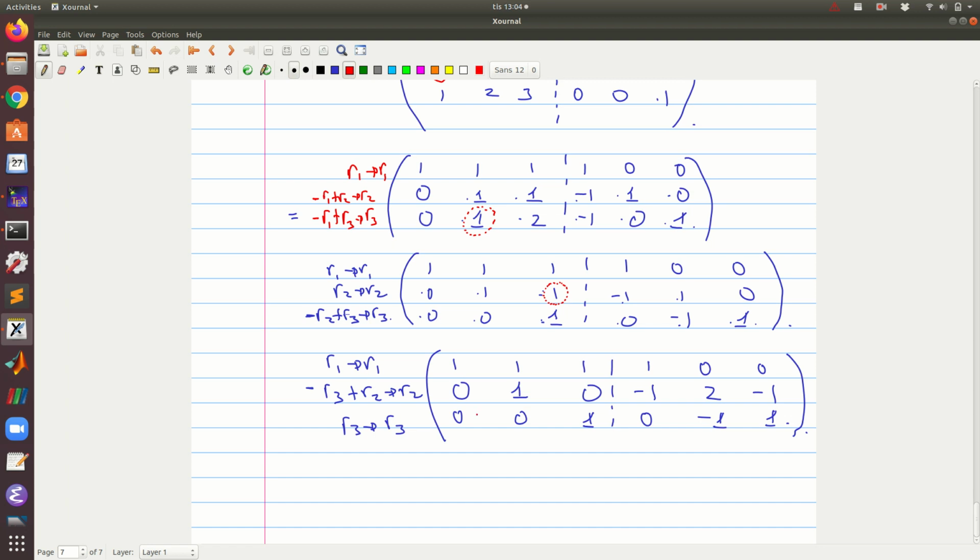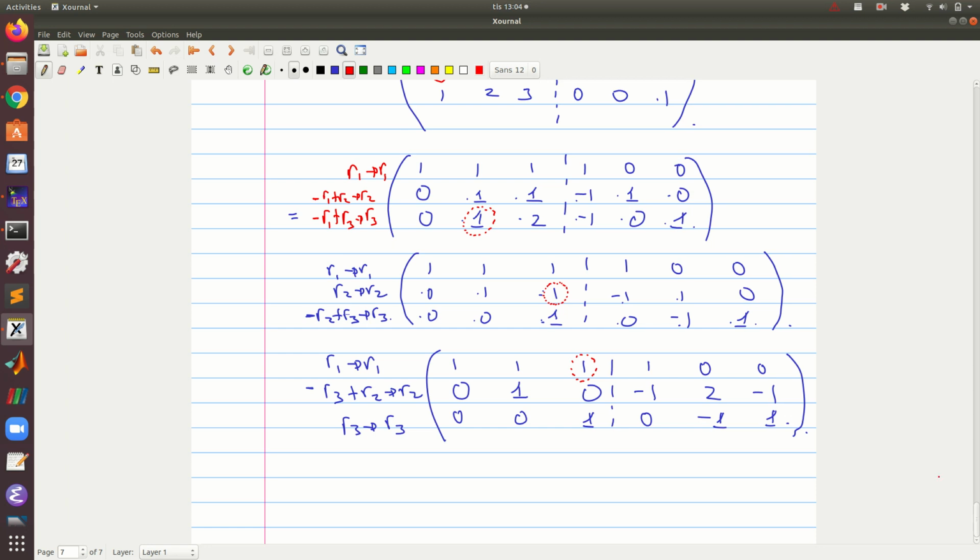The identity is 1 0 0, so this is supposed to be 0. We have to make sure that this is a 0, and we also have to ensure that this is a 0. So what can we start with? Let us go one step at a time. Let us make this a 0.